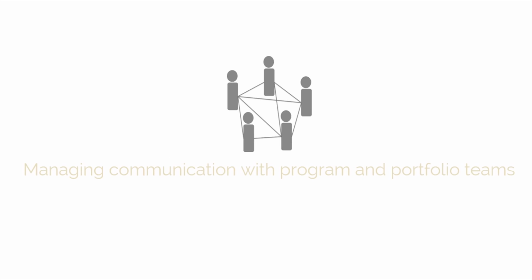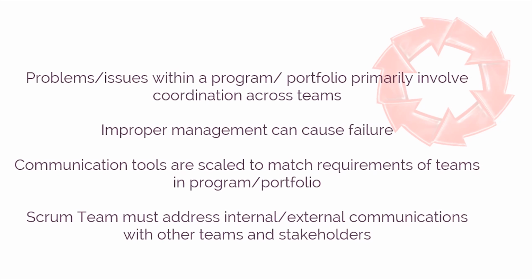Here, we have to see how communication is managed with program and portfolio teams. The problems and issues faced when using Scrum within a program or portfolio primarily involve coordination across numerous teams. This can lead to failure if not carefully managed. Tools used for communication need to be scaled to match the requirements of the many teams involved in a program or portfolio. Each Scrum team must address not only internal communications, but also external communications with other teams and the relevant stakeholders of the program or portfolio.